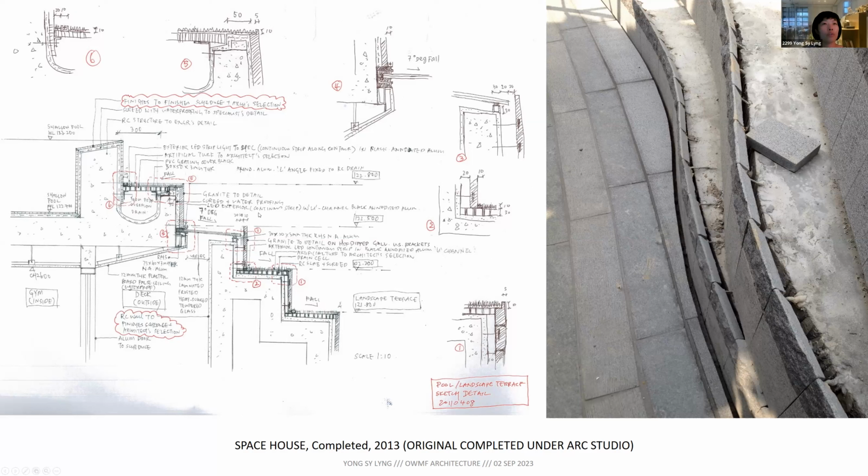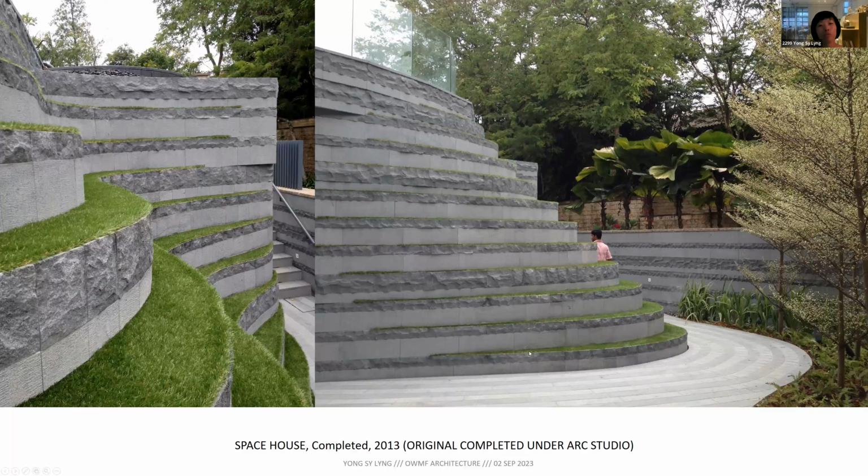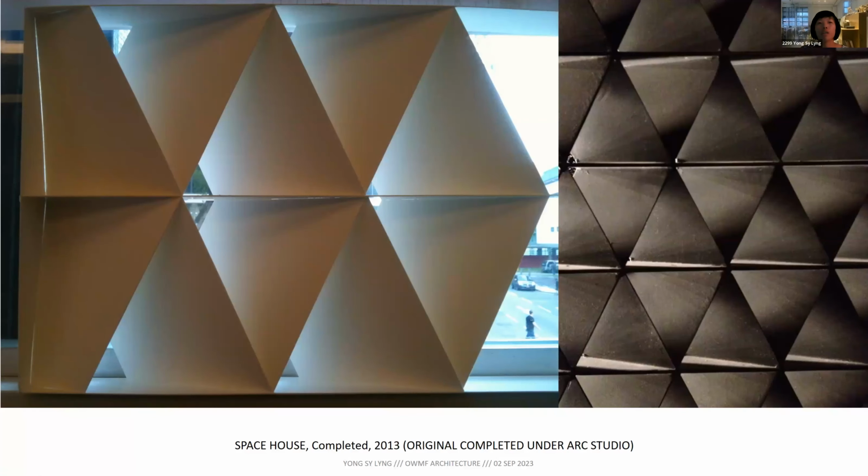So this is some of the construction details that we have to draw to make sure the water flows. In fact, this is a paddy field, it's grass, right? And then if you walk up, you will get to the pool level upstairs, right? So we have to detail, and this is the finished product. And then there are other elements too, so everything is complex.